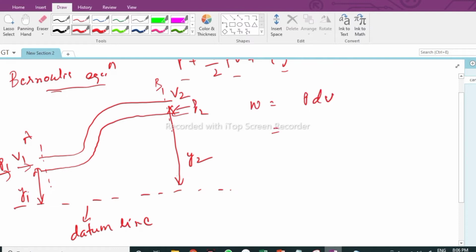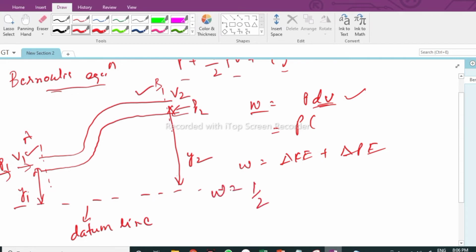We know that the work done is given by the expression p dv, which is p into the difference of volume, isn't it? So I will consider a small element dv. So I will keep it as work done is equal to p into dv. But work done is also equal to delta KE plus delta PE from this point to this point.